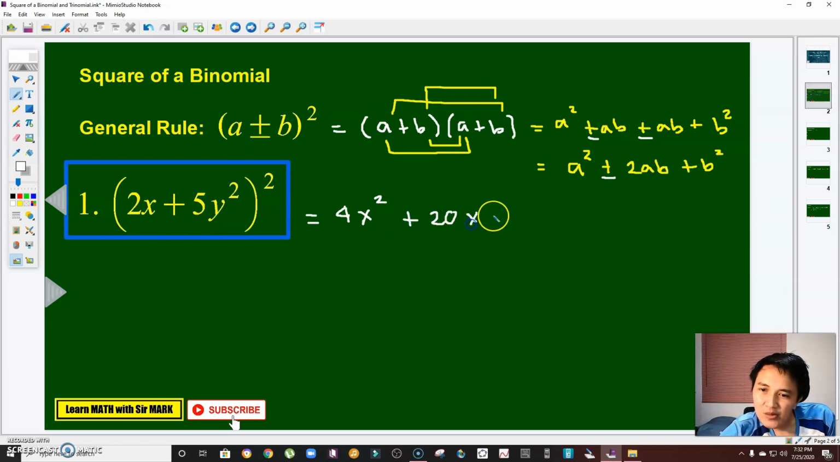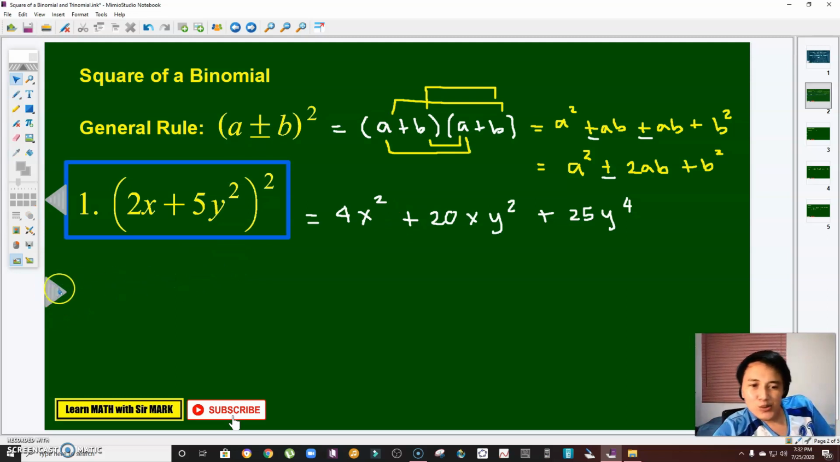So that will be positive 20, because it's positive, xy squared. And to get the third term of your trinomial, all you have to do is square the second term of your binomial. So that will be 25y to the fourth. Clear? Pretty simple, right?